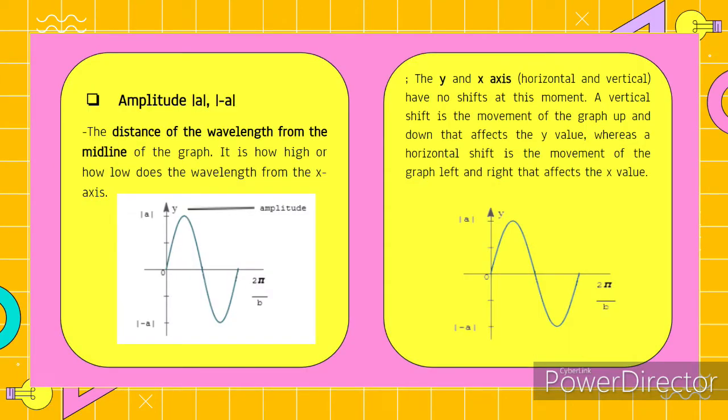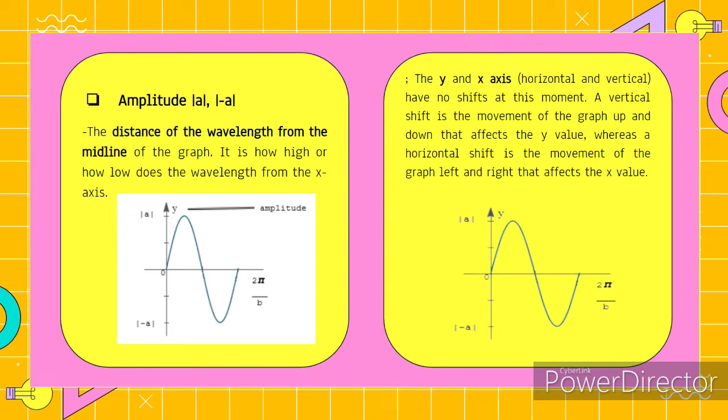Second is the amplitude. Amplitude is a distance of the wavelength from the midline of the graph. It is how high or how low the wavelength is from the x-axis. The y and x-axis, horizontal and vertical, have no shifts at this moment. A vertical shift is the movement of the graph up and down that affects the y value, whereas a horizontal shift is the movement of the graph left and right that affects the x value.